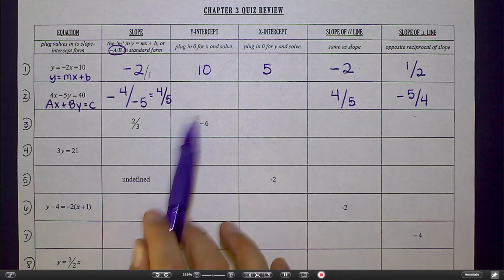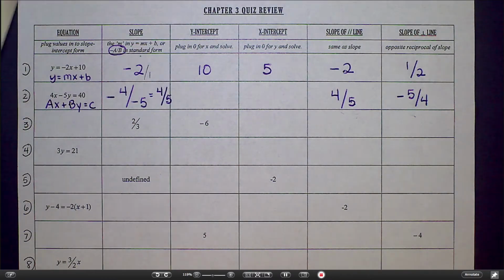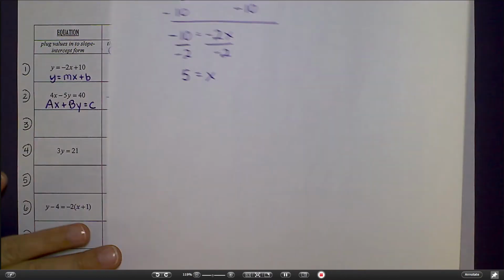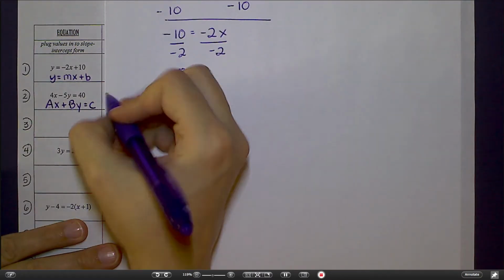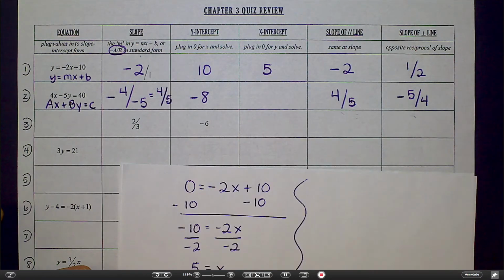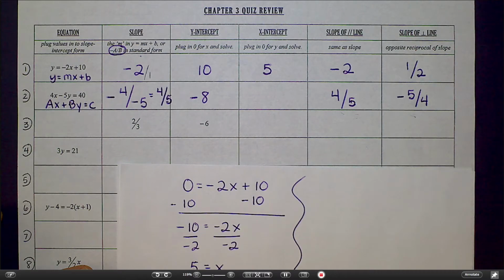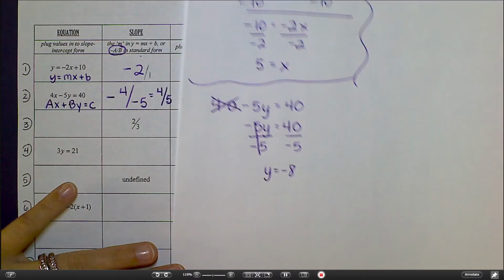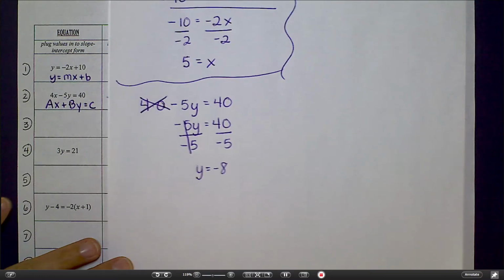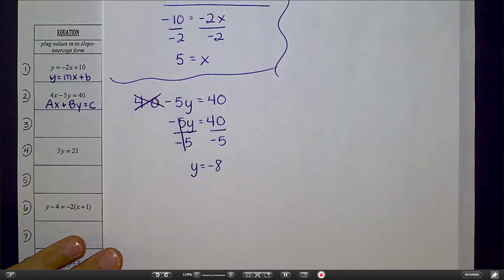Okay, to do the y-intercept, I want to plug a 0 in for x. So in this equation, negative 8. Some of you are probably able to do that piece of it in your head too. If you are, that's terrific. When I go to do the x-intercept, I'm going to put a 0 in for y. So you're always putting 0 in for the opposite letter.